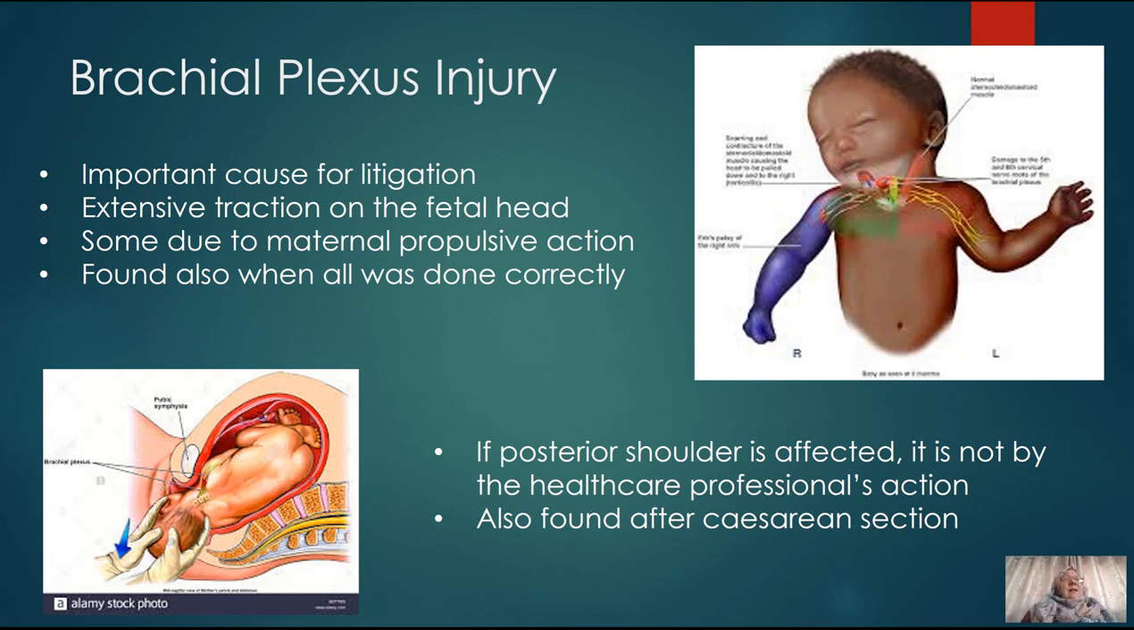So this is the anterior shoulder. You can see the posterior shoulder. If the posterior shoulder is affected by a brachial plexus injury, this is not due to the health professional's action. This has other reasons.